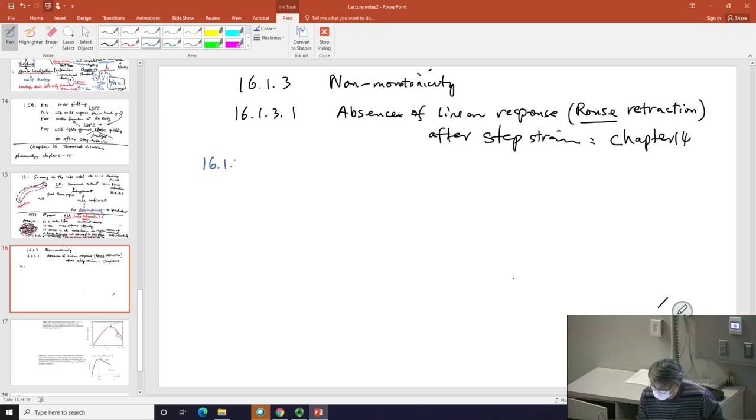And the second one, the next three topics, is the three different types of non-monotonicity that I have once before already indicated to you. But I will go into a little more detail perhaps.